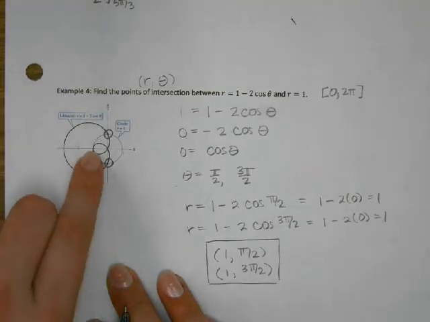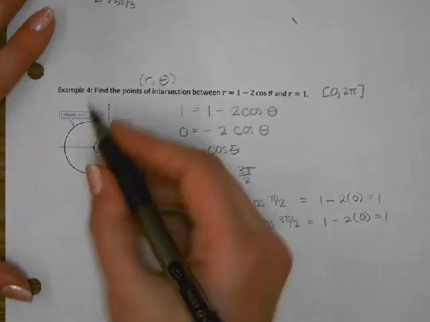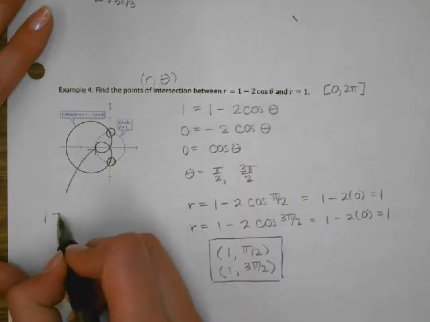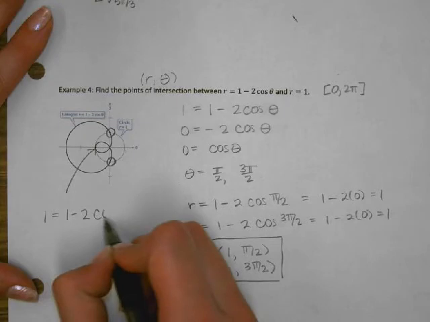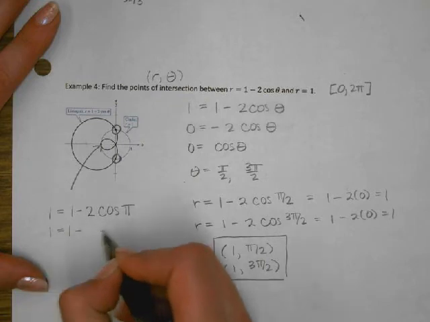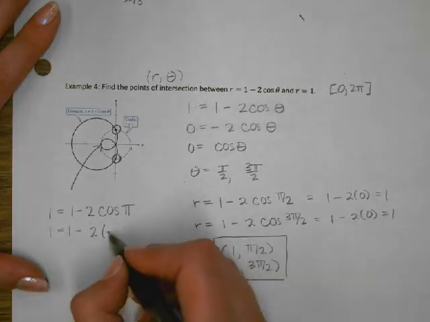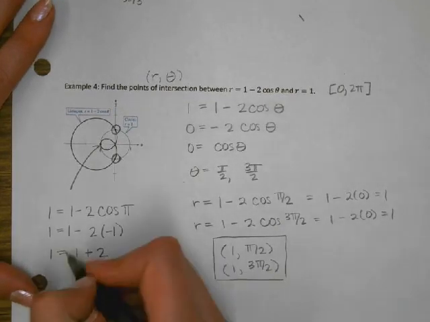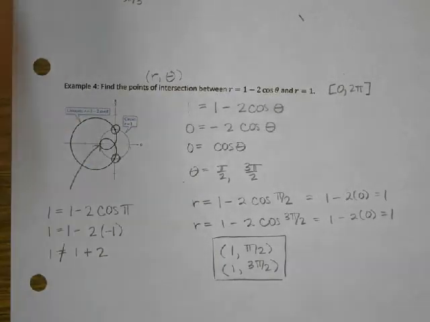The theta value right here is pi. If you try to plug pi in, knowing that it should fit into this equation, you'd say 1 equals 1 minus 2 cos of pi. It's 1 equals 1 minus 2 times cos of pi, which is negative 1. 1 equals 1 plus 2, which is not true. So that is actually not a point of intersection. The point appears to be an intersection, the graphs come up alongside each other, but it is not a point that makes both equations true. So our only points of intersection are where the graphs actually cross each other.